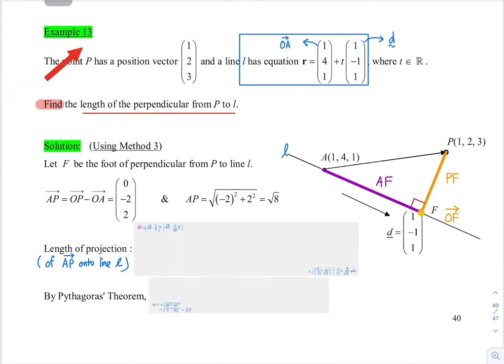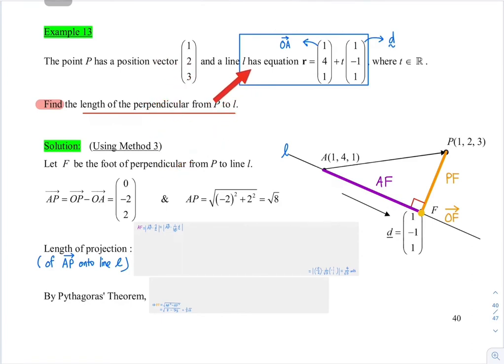In example 13, we are given a point not on the line L. The point has position vector (1, 2, 3). The line L has an equation as shown over here. We are supposed to find the length of the perpendicular from the point P to the line L. Using a simple diagram again, the point P will have coordinates (1, 2, 3) because the position vector was given as the column vector (1, 2, 3).